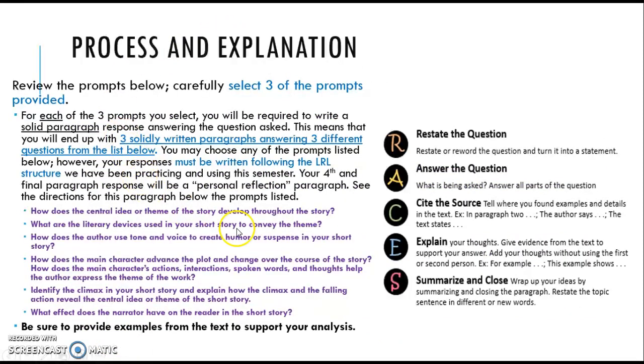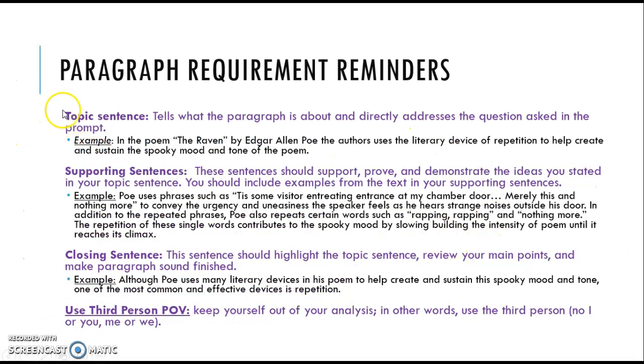Now, some reminders. Besides using your RACES writing strategy, make sure you have a topic sentence that tells what the paragraph is about. And I have an example. Supporting sentences should support, prove, and demonstrate the ideas you state in your topic sentence, and examples from the text. And then your closing sentence should highlight the topic sentence, review your main points, and make a paragraph sound finished. Use 3rd-person point of view, so keep yourself out of your analysis. In other words, use 3rd person. No I, or you, me, or we statements. You can pause this video if you need to look at the examples I provided.